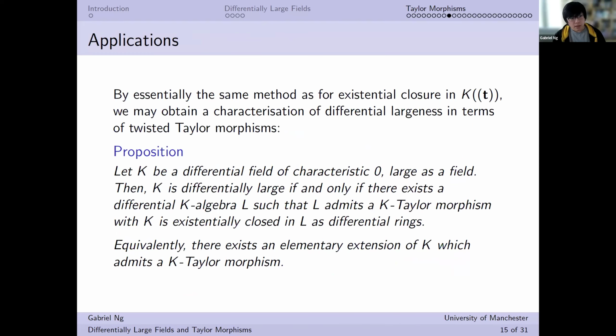Okay. Before we do that, we'll give a little more justification as to why we are doing this. The hope is that we can use this new technology to study differentially large fields in a slightly more general setting, in particular in positive characteristic. For example, we can also characterize differential largeness in terms of these Taylor morphisms, no twisted here.